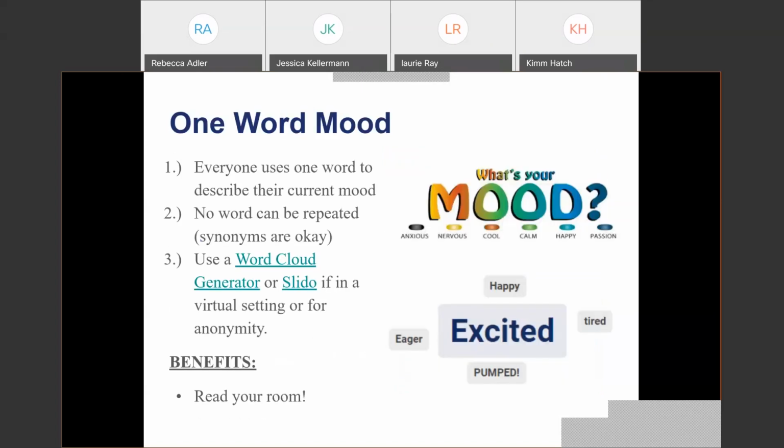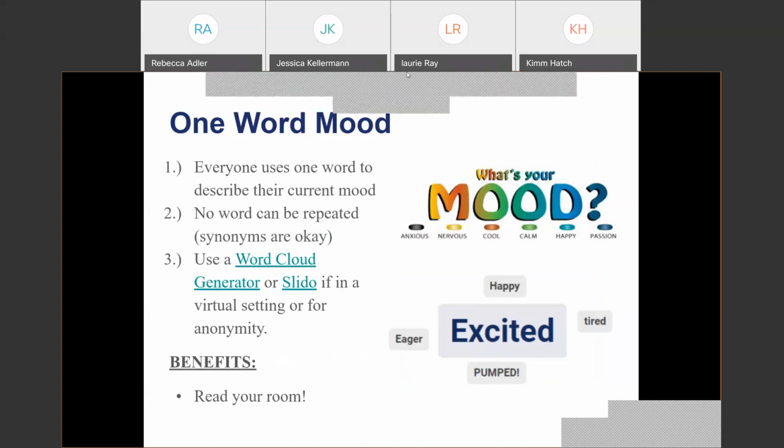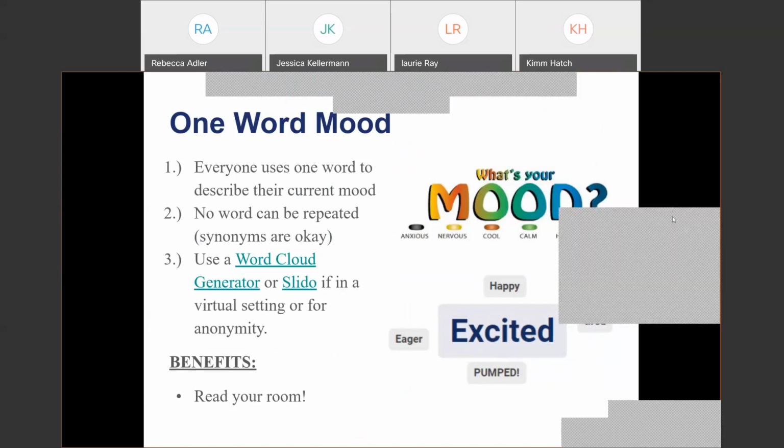This is another social emotional icebreaker. It's the one word mood. So everyone would use one word to describe their current mood. And the rule is that no word can be repeated, but a synonym is okay because, of course, we want to teach them those good skills like using a thesaurus and things.